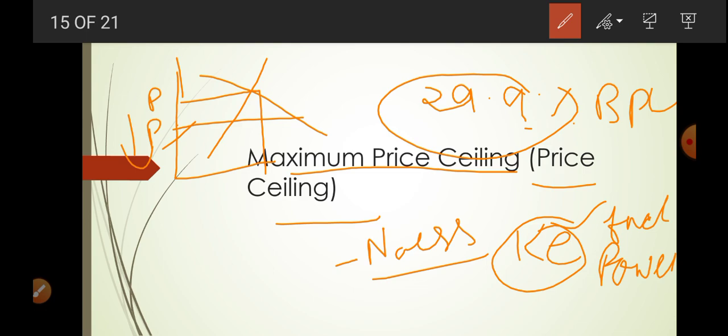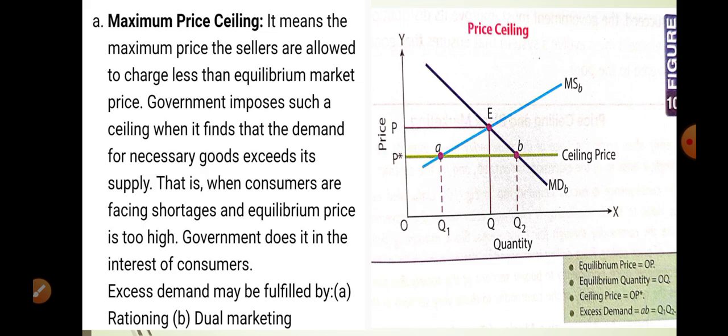So it is done for those goods that are very important for the poor section, when the price is too high for the poor section. In that case the government comes in front and decreases the price. Okay, now what is maximum price ceiling? It means that the maximum price the seller is allowed to charge is less than the equilibrium market price. So this is the meaning of maximum price ceiling.